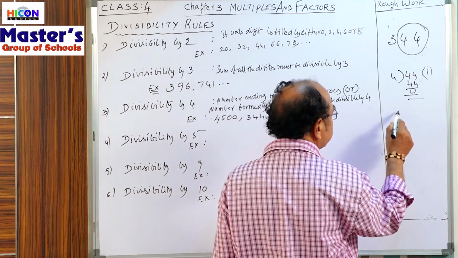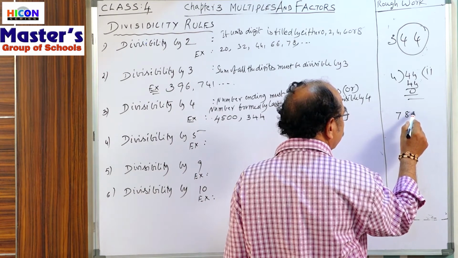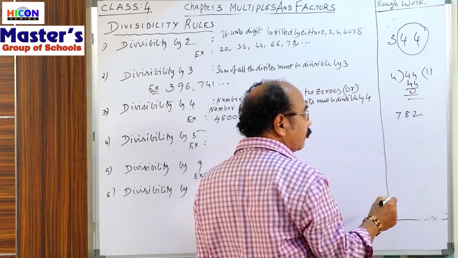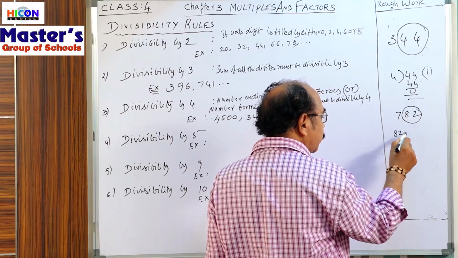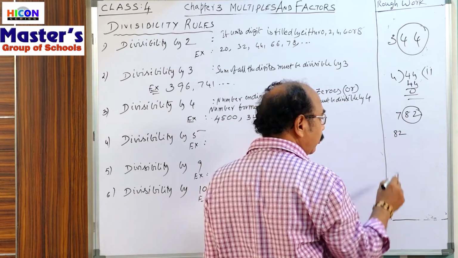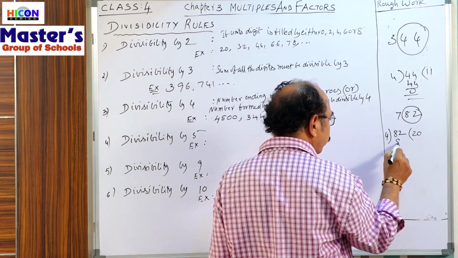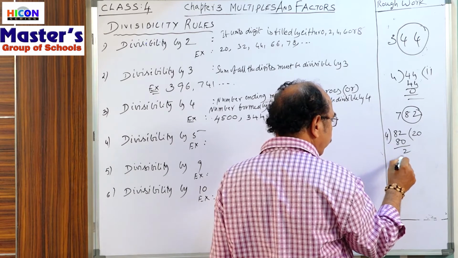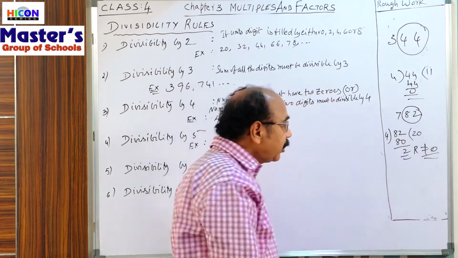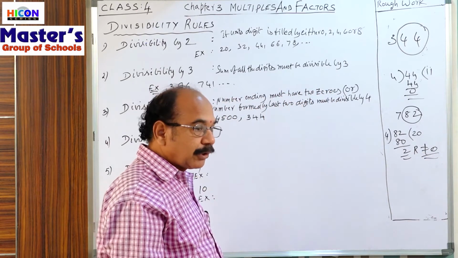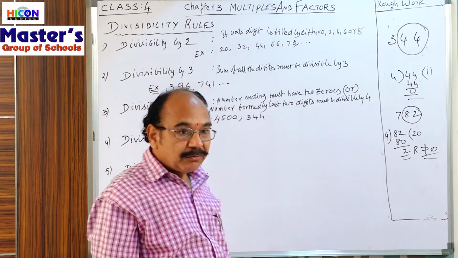One more example, 6, 7, 8, 2. What is the number formed by the last two digits? 82. Is it divisible by 4? Check. 4 twenties are 80. 2 remainder. No, remainder is not equal to 0. Here 82 is not divisible by 4. That's why what do we say? The number is not divisible by 4.